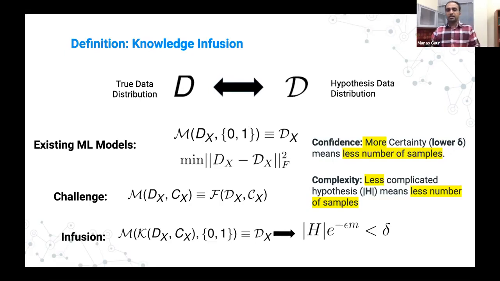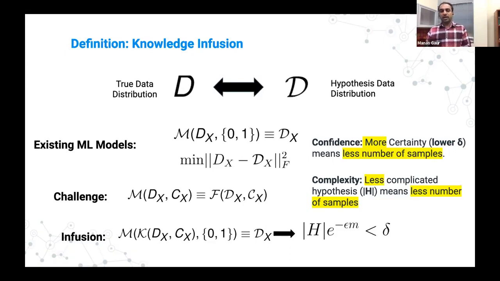The challenge occurs when these labels are not 0 and 1, but rather some concept classes, which are defined by some domain experts. Let's say you have an image in a data set and you have the label of an image, which defines a real-world concept.